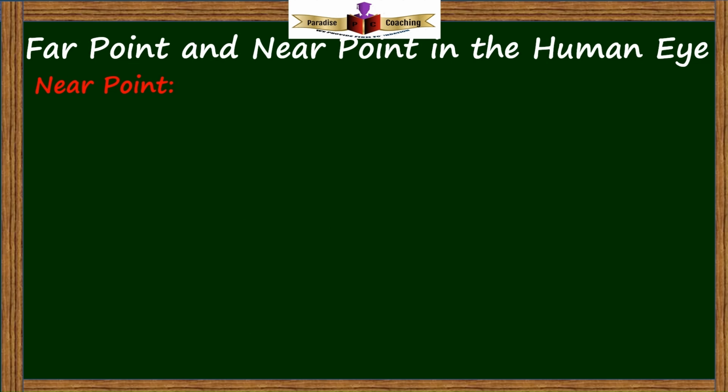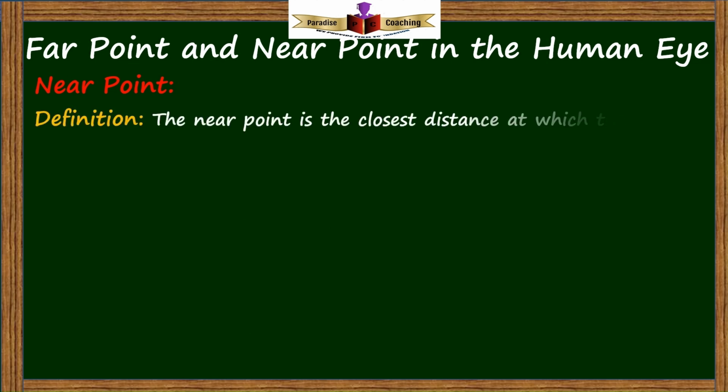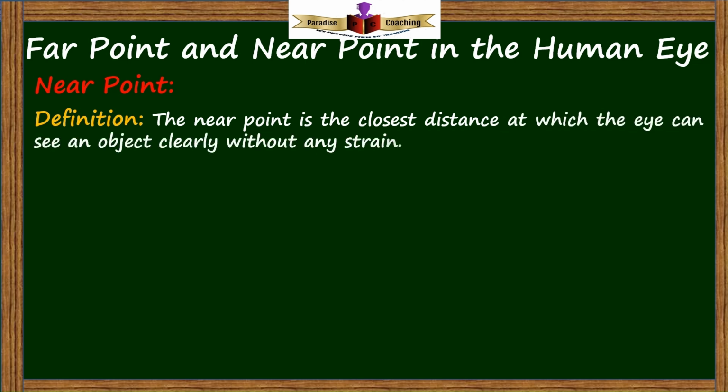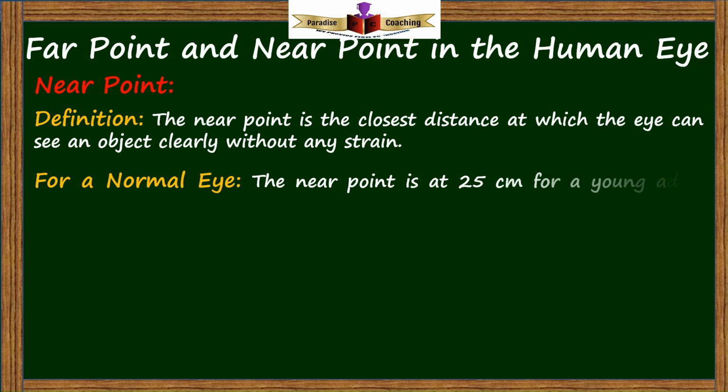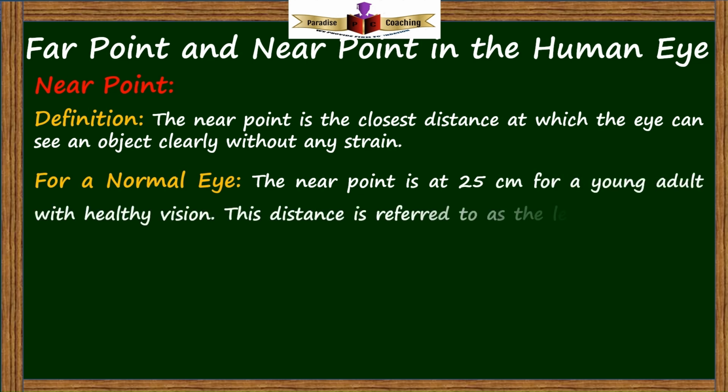Near point. The near point is the closest distance at which the eye can see an object clearly without any strain. For a normal eye, the near point is at 25 centimeters for a young adult with healthy vision. This distance is referred to as the least distance of distinct vision.